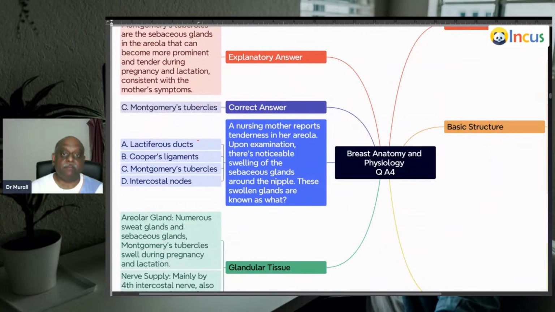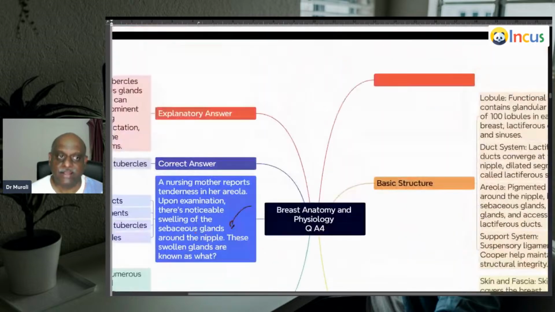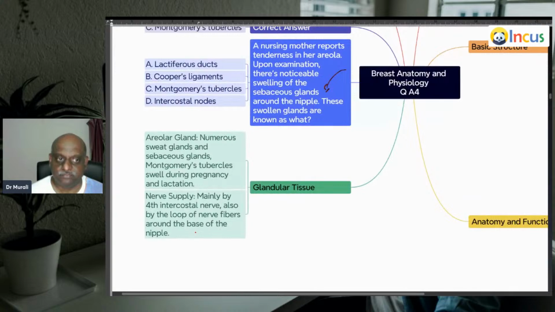A nursing mother reports tenderness in her areola. There's a swelling of sebaceous glands. These swollen glands are known as what? They're typically the areolar glands, numerous sweat glands and sebaceous glands, Montgomery tubercles, which swell during pregnancy and lactation.